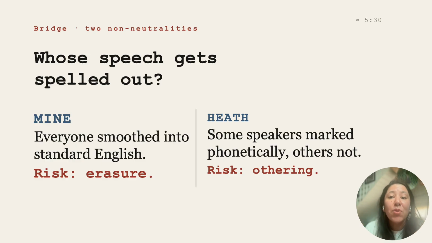And here is the thing I most want you to sit with. Neither of us was neutral. There is a real, legitimate difference of purpose here. Fine-grained phonetic transcription captures linguistic detail that my narrative style throws away, and that detail is valuable for certain research questions. That's true, and it doesn't let either of us off the hook. My choice risks erasure. Her choice, I think, risks othering, encoding whose language counts as a standard and who gets spelled out as deviation.